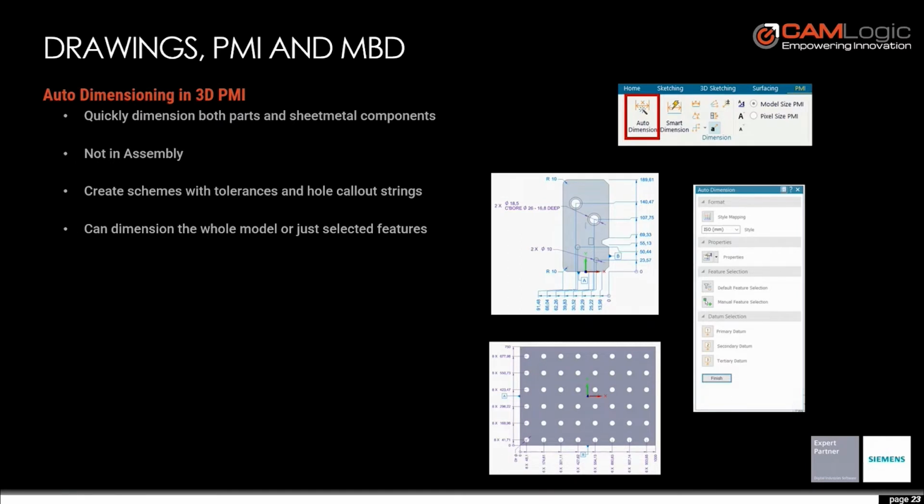So the first command or first addition that they've added in 2023 as part of the advanced PMI set is auto dimensions. This is just a way to quickly dimension a part. It's only in the part environment, and you can create schemes, tolerances, hole callouts. There's a whole lot of customization that you can do here, actually. And like you can see on the right, it adds the dimensions throughout your model.